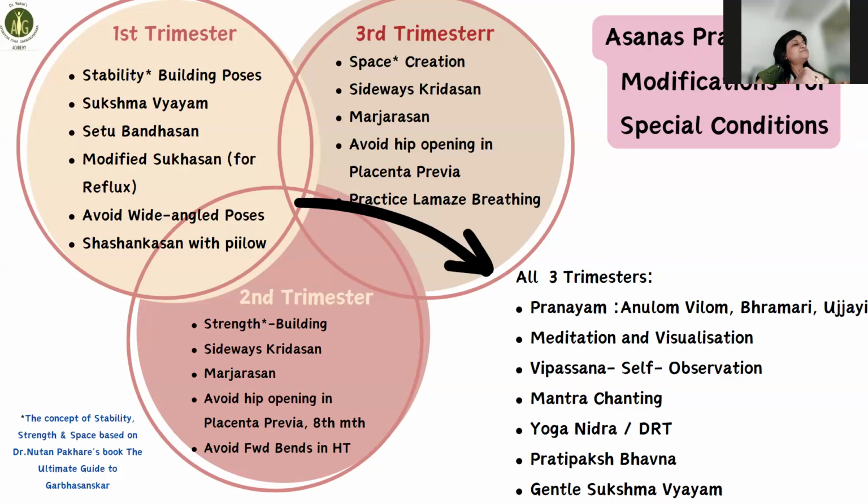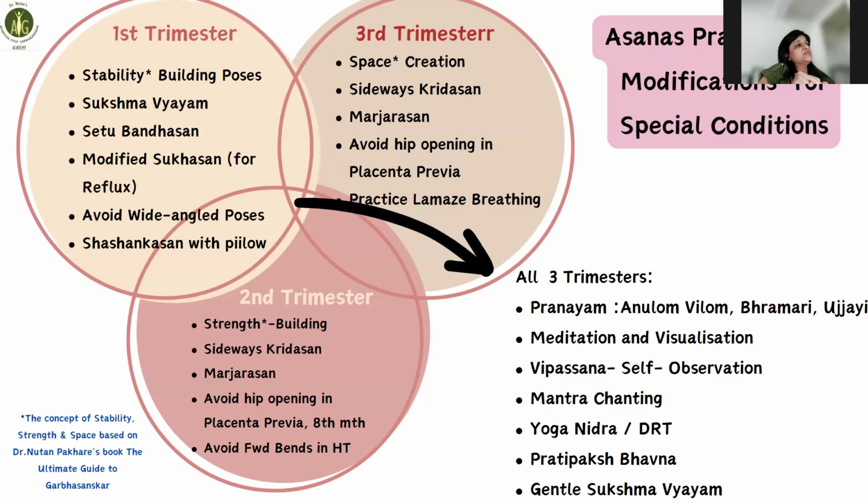The second trimester is more about strength, and you can start relaxing more, but relax sideways, not too long in Shavasana on your back. And if you have placenta previa or in your 8th month, you can avoid hip opening asanas. Otherwise, it is great. And forward bends, if you have hypertension, too much forward bending may not be right.